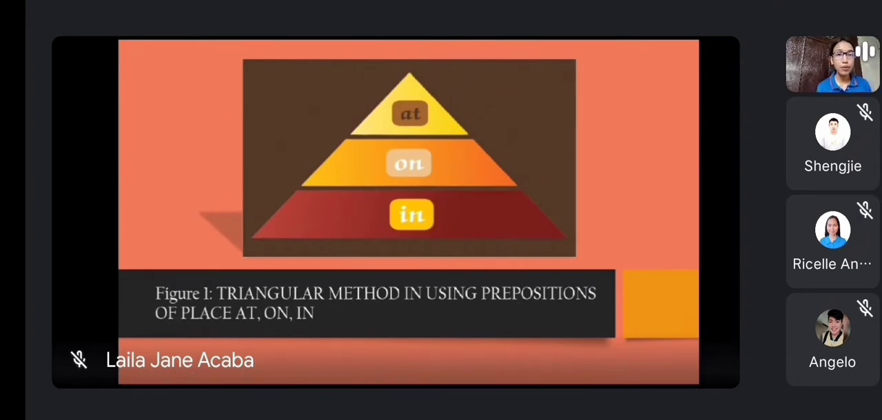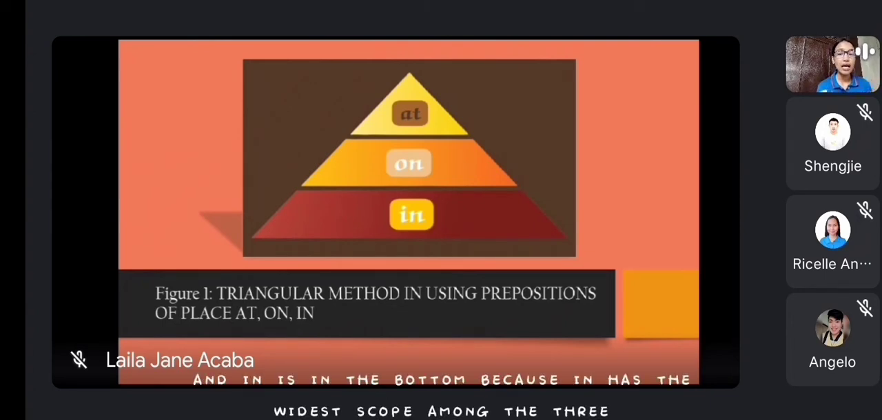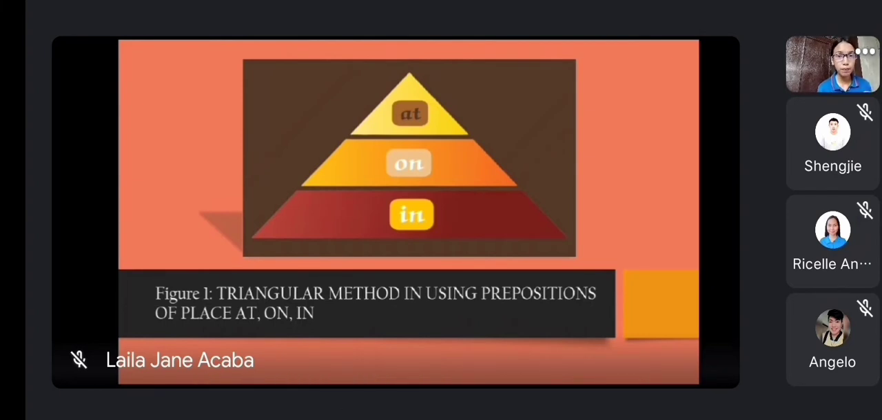There is a triangular method we use to differentiate the use of at, on, and in. This is the triangular method, and as you can see, at is placed on the top, seeing that it has a narrower scope than on and in, while on is in the middle because it has a much wider scope than at, but not as wide as in. And in is at the bottom because in has the widest scope among the three.